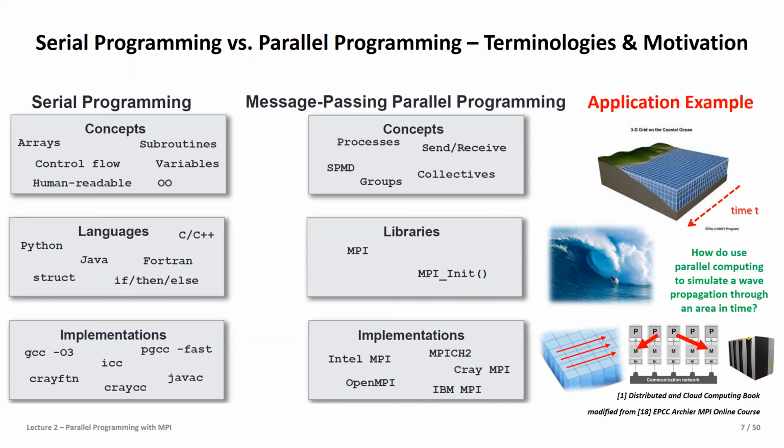There are different implementations, of course, in this world of languages in serial programming. When we move a little bit to message passing, to the MPI idea of parallel programming, we will think much more of different concepts. We think about processes and sending and receiving messages. But of course, these messages still need variables. So we don't get rid of all the concepts of serial programming. We rather add and complement a couple of things which we really require for our parallel programming.